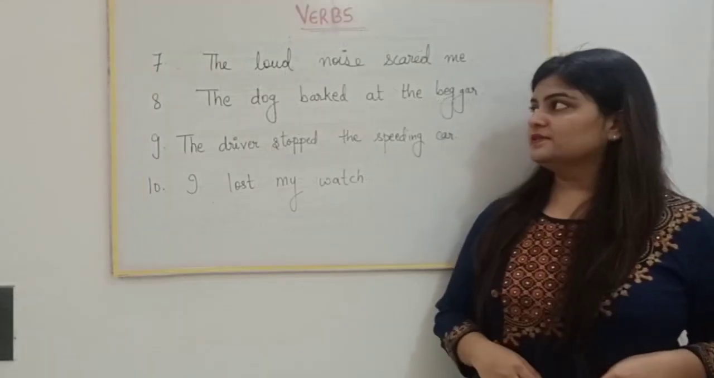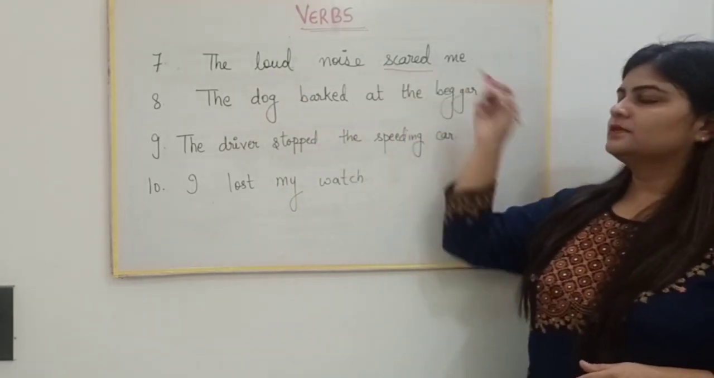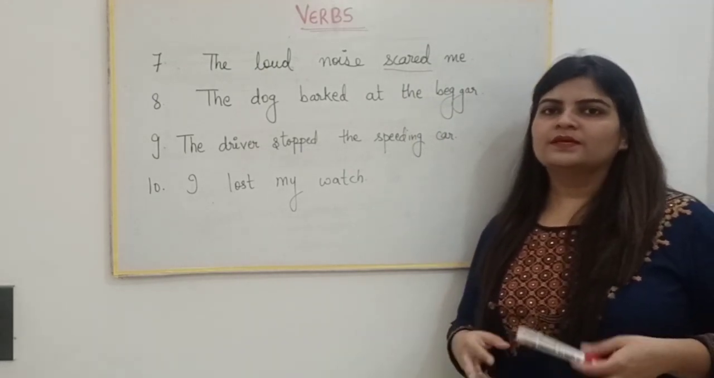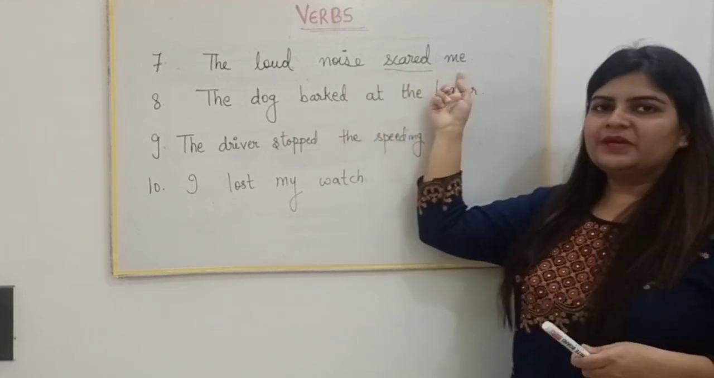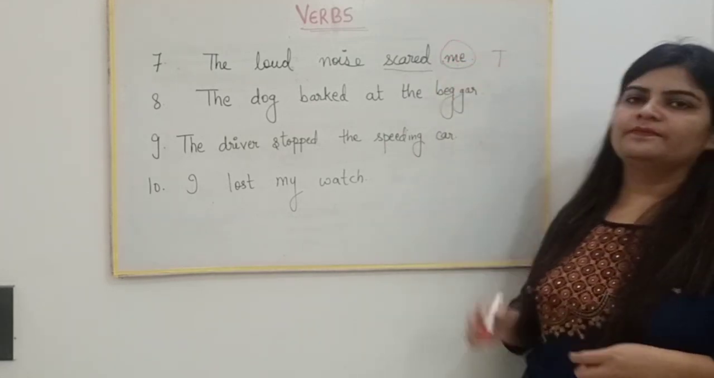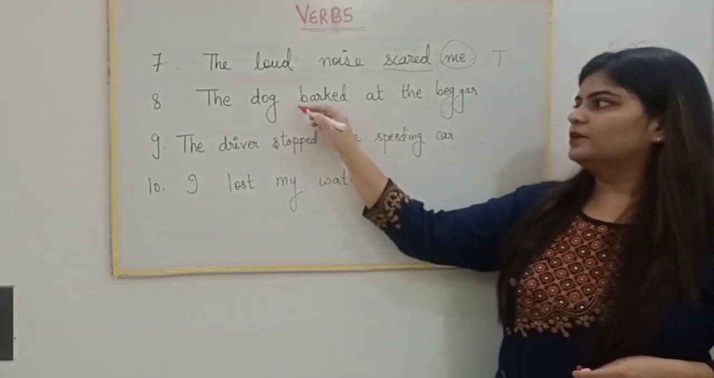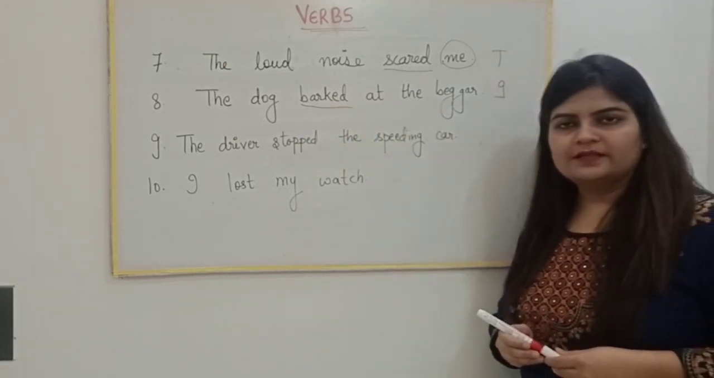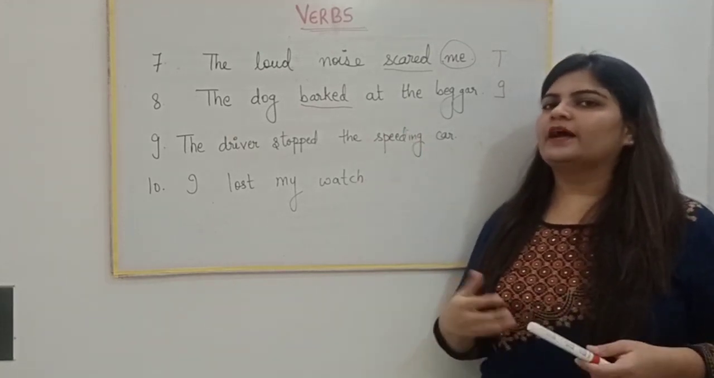The next question is, the loud noise scared me. The verb is scared. Ask the question: what, to whom and for whom. Here you will get an answer, to whom. To whom did the noise scare? Me. So this me is the object, and so this is a transitive verb. The dog barked at the beggar. Now the verb is barked and it is an intransitive sentence. Why? Because you cannot get an answer to questions like what, to whom and for whom.